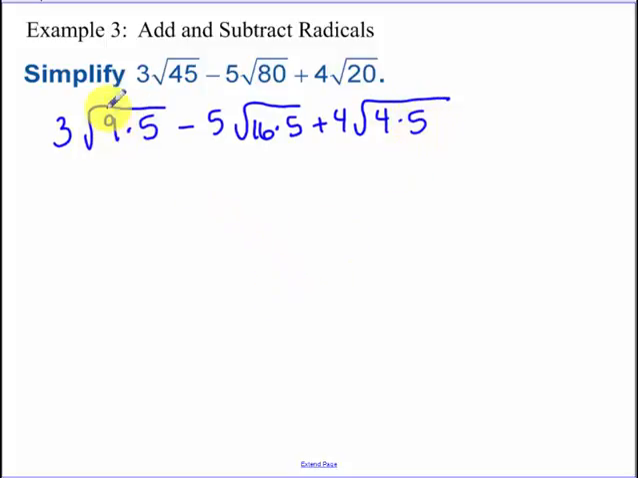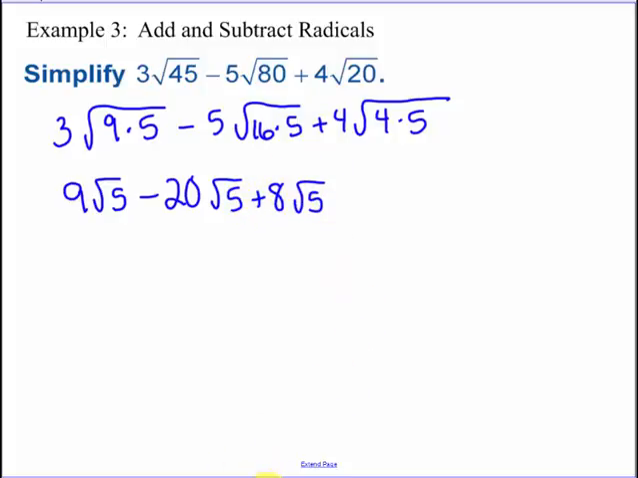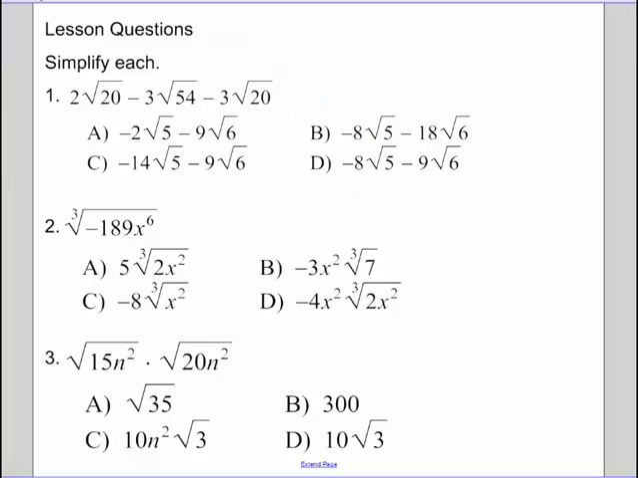Now the 9 can pull out and become a 3. So I would have 3 times 3, that's 9 root 5, minus 16 would come out and be a 4. I apologize, a 4. 4 times 5 is 20 root 5. 4 would be a 2 when I pull it out. 2 times 4 is an 8 root 5. Now combining like terms, remember your radicals need to be the same thing if you want to combine them. So those radicals are all the same thing. So I would simplify that to be equal to negative 3 root 5.